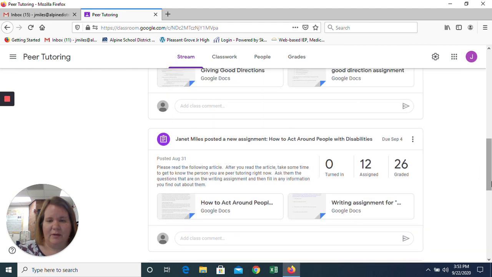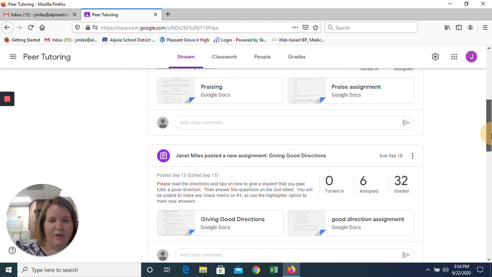The next assignment was called How to Act Around People with Disabilities. In this particular assignment, they had to read an article and then they had to interview the person that they peer tutored and ask them some questions about themselves, and then they turned those answers back in to me. Fairly simple assignment. The one I gave them last week was called Giving Good Directions, where they had to read an article about how to give a student directions when they're working with them. And then they had a worksheet to fill out after they were done reading.